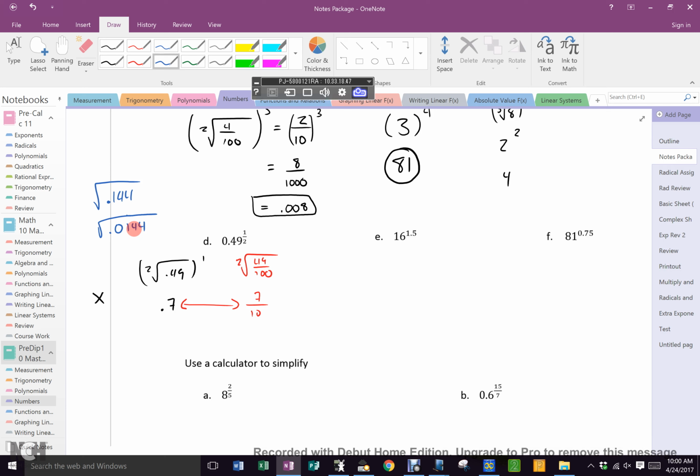Don't go to your calculators. 0.12, because 0.12 times 0.12 would be 144 with 4 decimal places. 1, 2, 3, 4. Cool? Everybody understands?